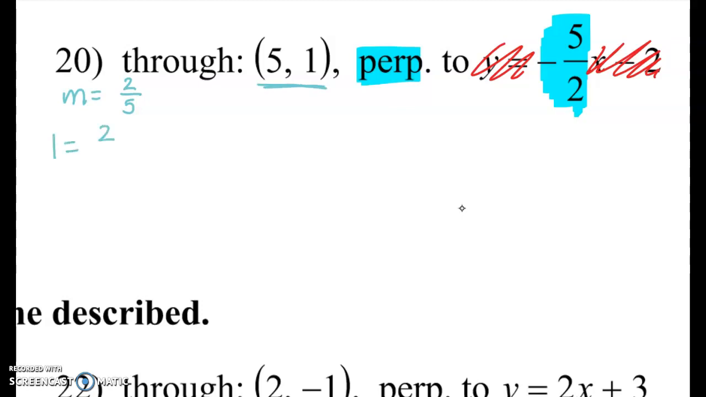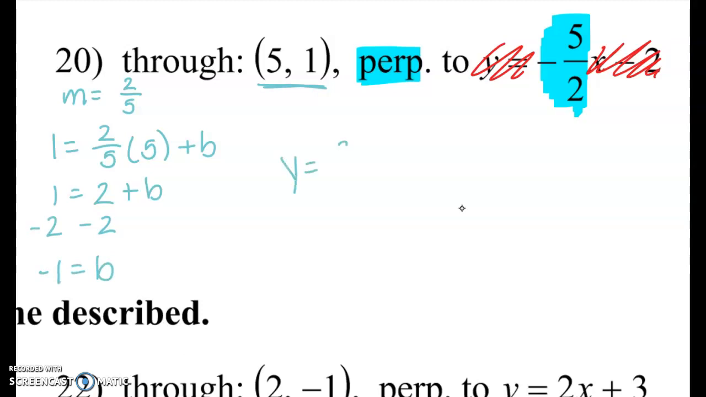So 1 is equal to 2/5 times 5 plus b. 1 is equal to 2 plus b. Subtract 2 from both sides. So negative 1 is equal to b. So then y is equal to 2/5 x minus 1. Okay? Remember, once we use that slope to get our new one, we don't care about it.